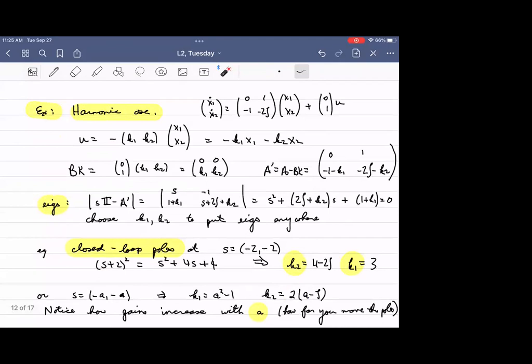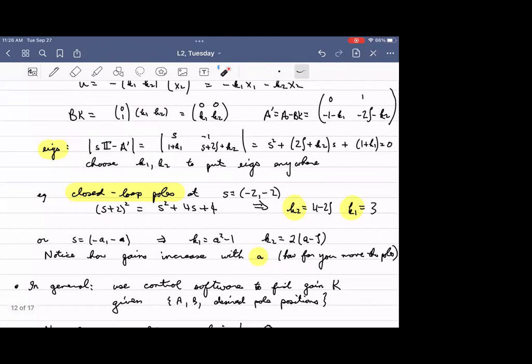So let's say we want to put our poles at -2, -2. We could just solve for the values of K1 and K2 that make this possible. One thing to note: let's say we wanted to put the poles at -A and -A. I took 2 kind of arbitrarily, but the bigger A is, the faster it relaxes. And naively, wouldn't you want a vibration damping system to relax as quickly as possible?